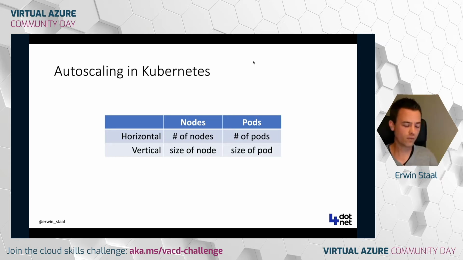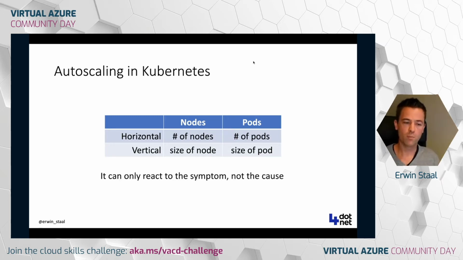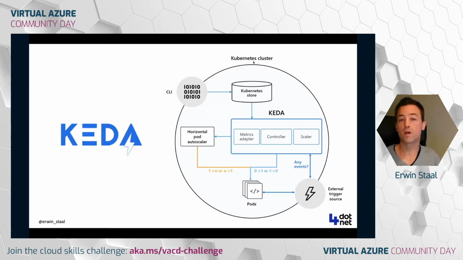But the thing is always that this whole scaling thing that's by default in Kubernetes can only react to the symptom. It can only see, for example, that the CPU is going up or memory is running low, but it can't react to the actual cause of why that is happening. And that's where KEDA comes in, because KEDA can. With KEDA, we can do event-driven autoscaling and actually react to events instead of to CPU usage going up.